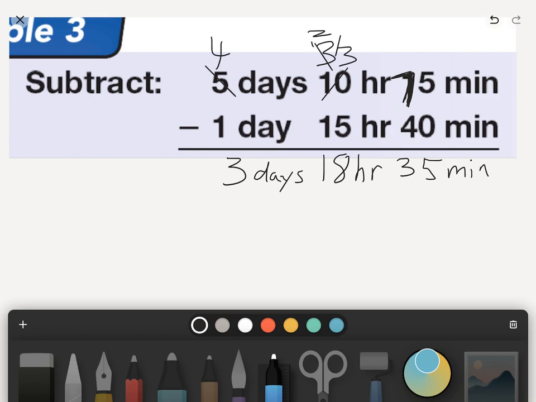Okay, so on this one, how are we doing? 1, 2, or 3?